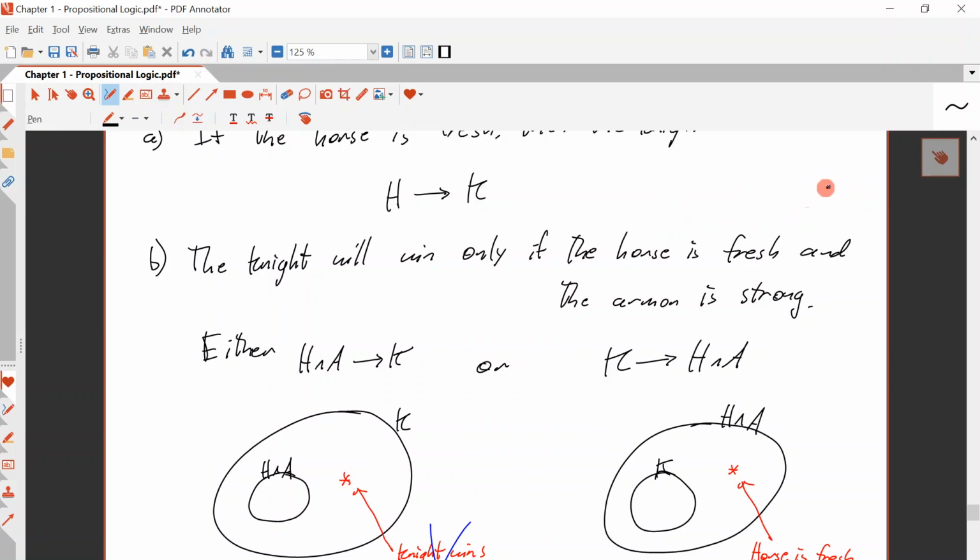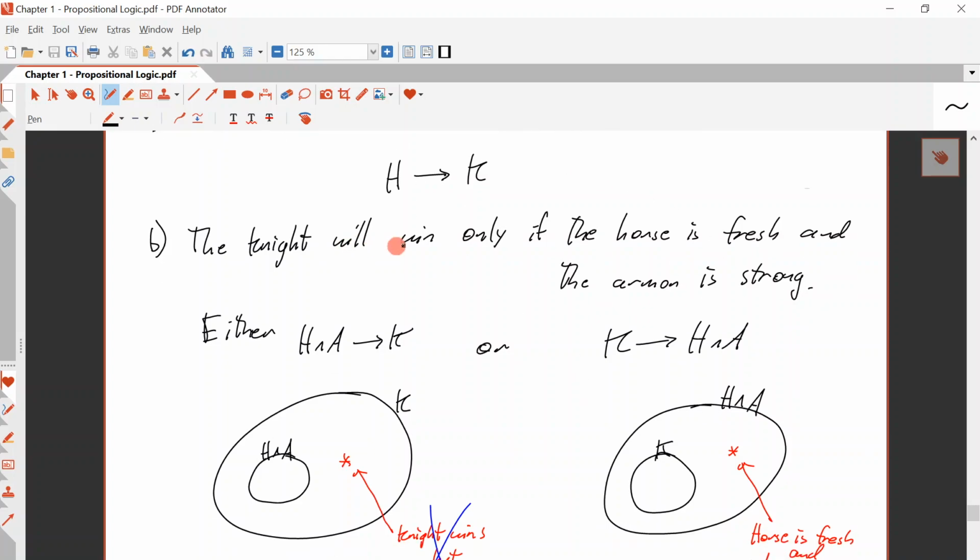So the only if construction keeps the propositions in the correct order. It rains only if it's cloudy. In other words, if it's raining, then it's cloudy. Right? If the knight wins, then the horse is fresh and the armor is strong. Or, if it's raining, it implies that it's cloudy. So it keeps things in the proper order when you use the only if.